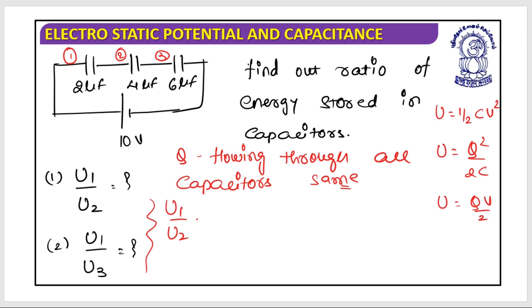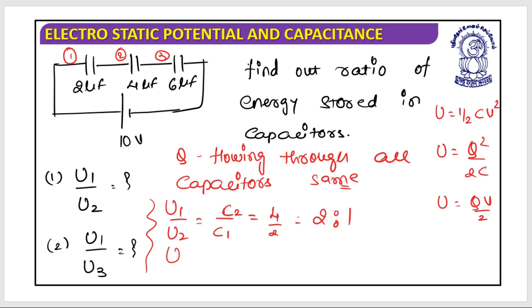If Q is the same, then U1 is to U2, as Q is the same, is 1 by C1 is to 1 by C2, and that's it. So it's C2 is to C1, it's 4 is to 2, it's 2 is to 1, and that's it. You did it.